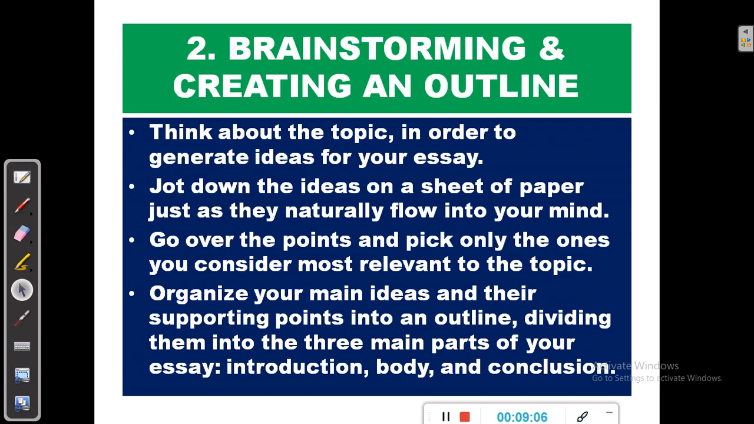What do we mean by brainstorming? It is thinking critically about a topic. So think about the topic in order to generate ideas for your essay. Here again, most students make a very grievous mistake. Some students jump into writing the essay without planning it, because they think that the time spent on planning the essay is a waste. On the contrary, the time you spend planning the essay, in fact, will save you much time and will enable you to write a very good essay.